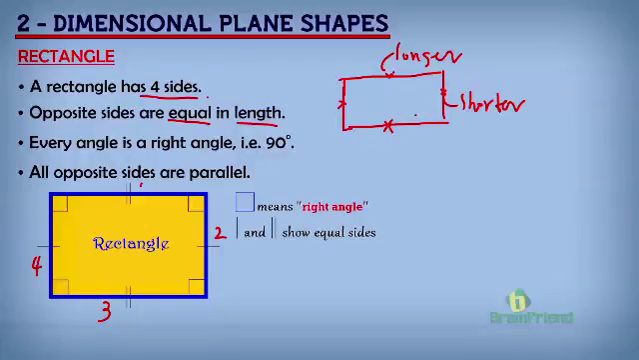Next, every angle in a rectangle is a right angle, just like we learned for the square. We have this small square as our symbol by the edge of our shape, telling us that we have right angles in this corner. So we have 1 right angle, 2 right angles, 3 right angles, and 4 right angles.